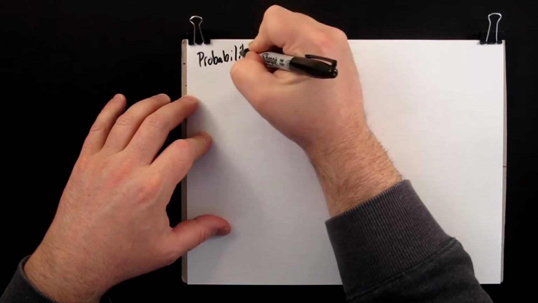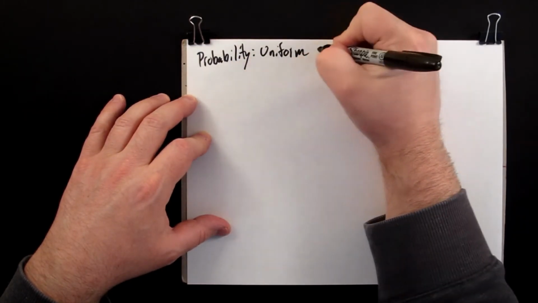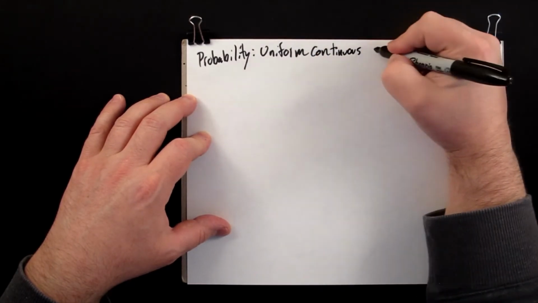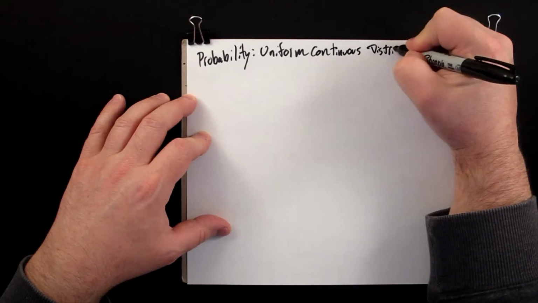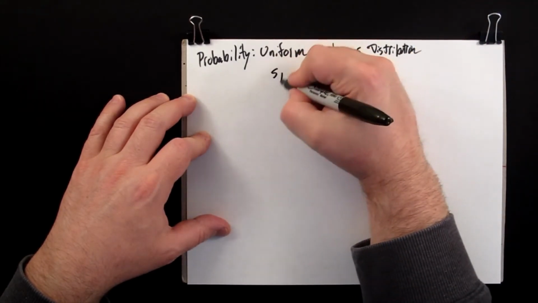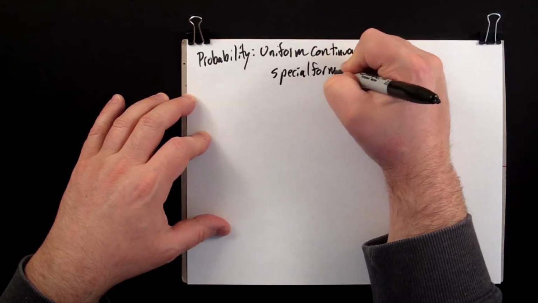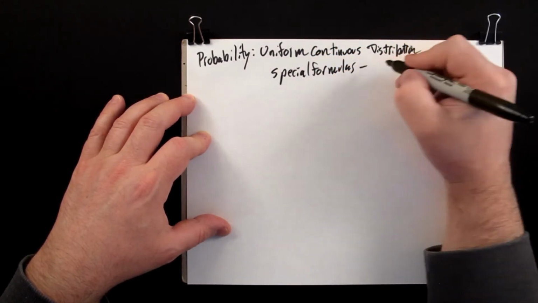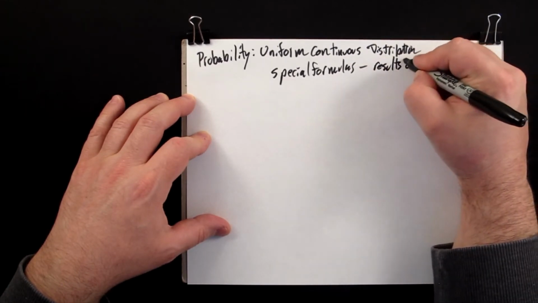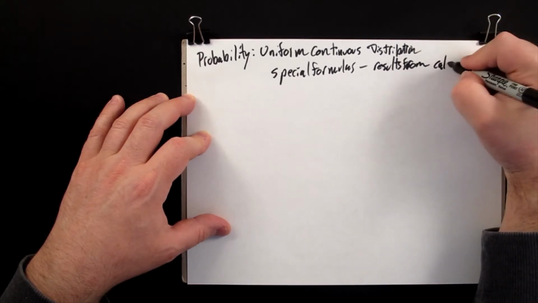Probability. Uniform, continuous distribution. So now we're looking at some special formulas for it. So these are results from calculations.